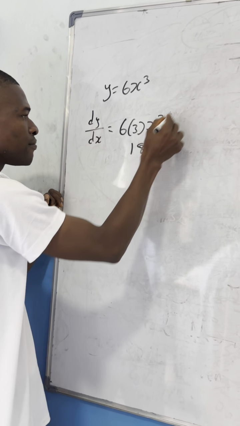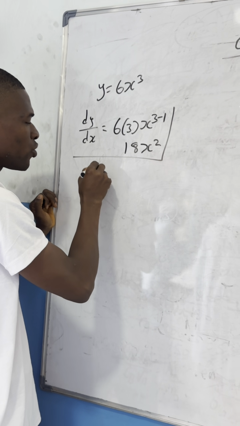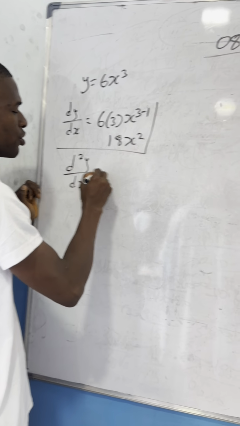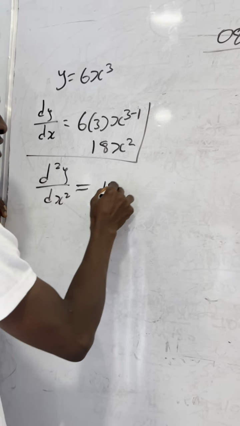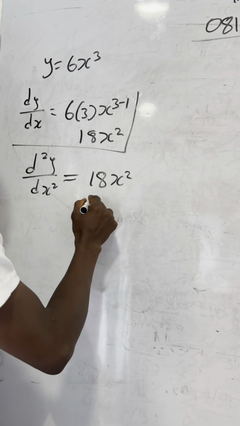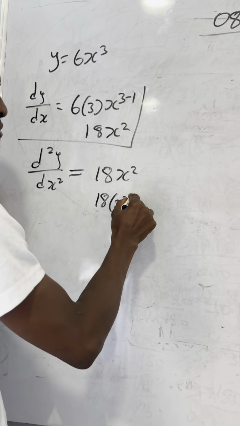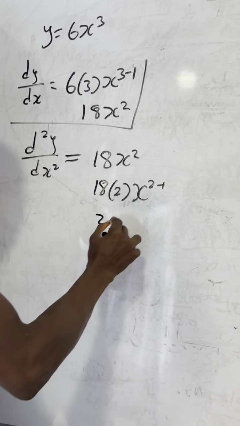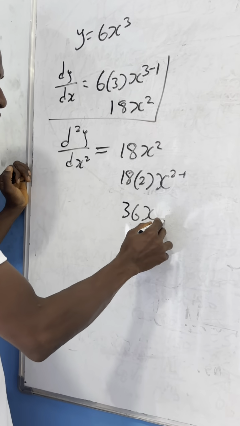The second derivative, d squared y over dx squared, is going to be the derivative of 18x squared. This is the same way: 18 times 2, and 2 raised to power minus 1. 18 times 2 gives you 36x raised to power 1, which is 36x.